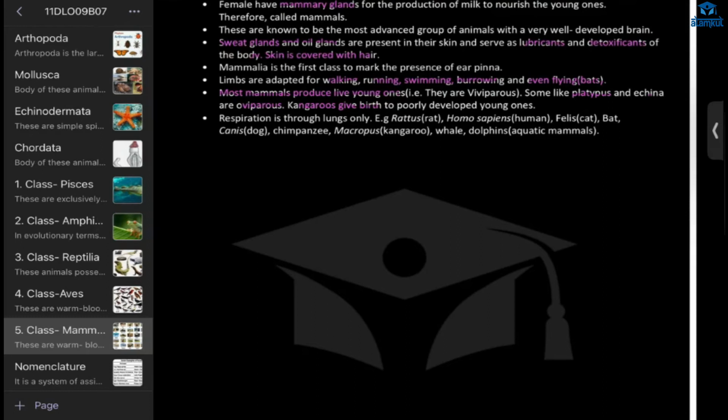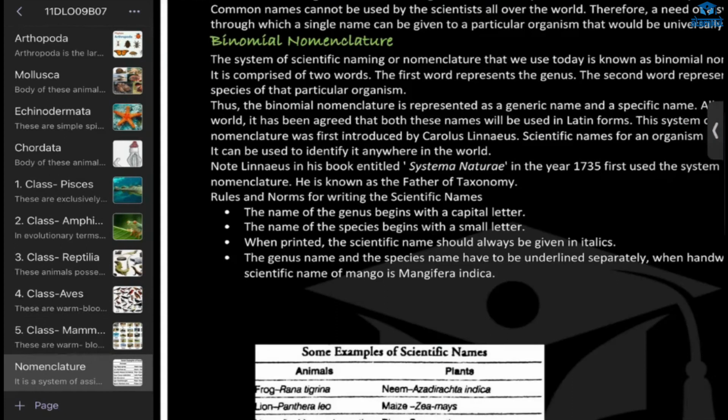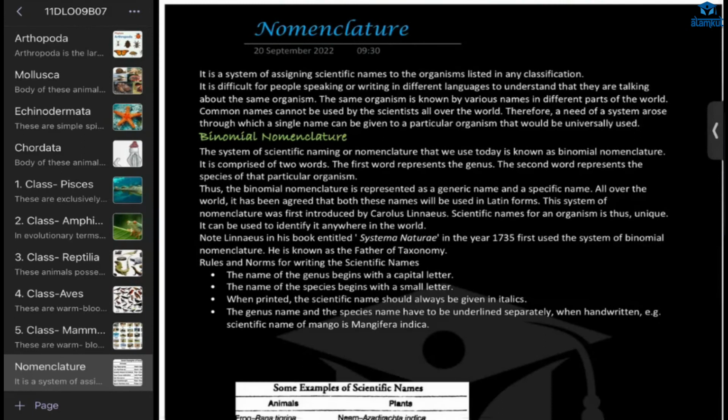Next, here the respiration is through lungs. Example, rat, Homo sapiens, us. Then Felis, bat, dog, all these things. Any examples you can give? Next, we are going for the nomenclature. Naming. The naming of the organism, that is nomenclature.